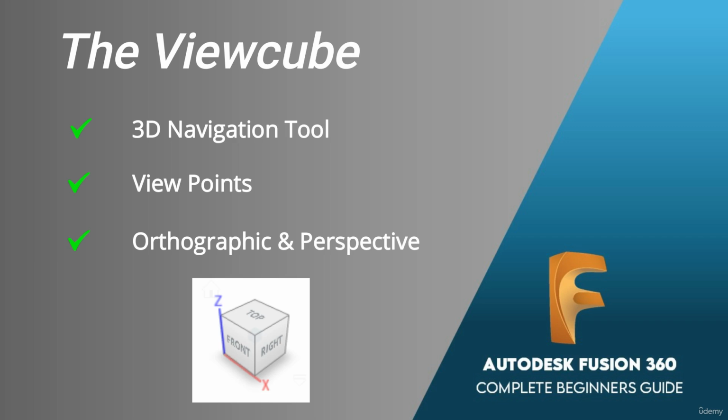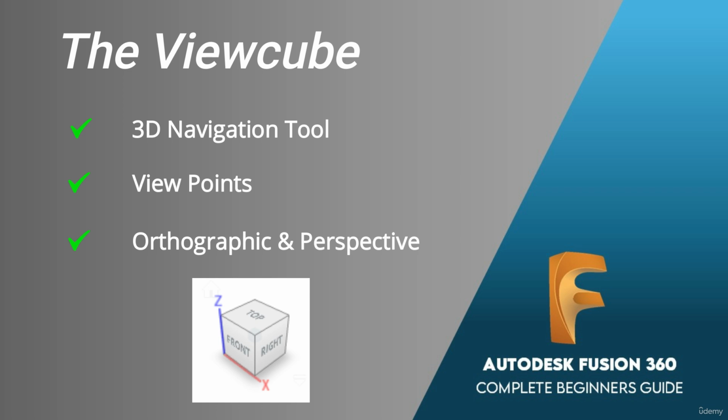In previous lectures, I've referenced the Viewcube a number of times, so let's take a closer look at what this tool can do and how it can streamline our workflow. As a quick summary, the Viewcube is a 3D navigation tool that helps us to orientate our part or assembly. It's mostly used in 3D modeling, but it can also be used in 2D sketching as well.